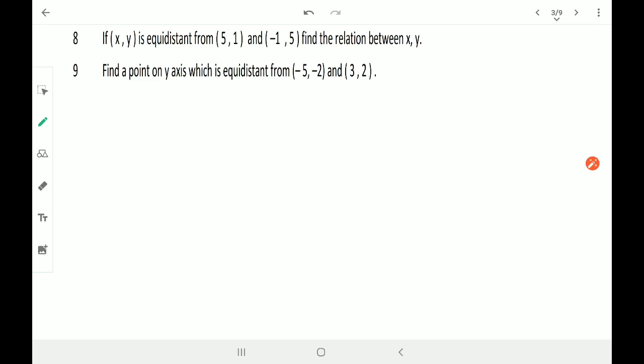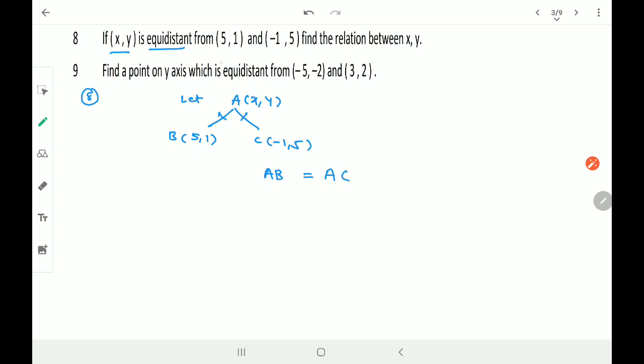The only thing is that in the 8th question, if you check, A (x, y) is equidistant from, that means both the coordinates are unknown, but still it's okay. I'm solving the 8th question. A (x, y) is equidistant from B (5, 1) and C (-1, 5). So these distances are equal. Now let us find the equation. Here AB is equal to AC.